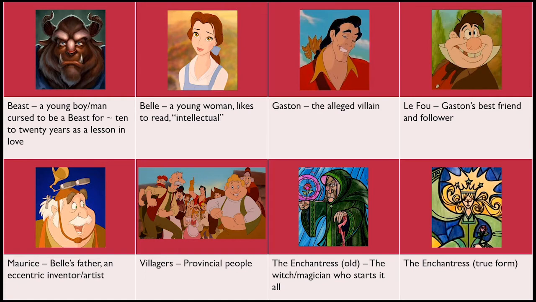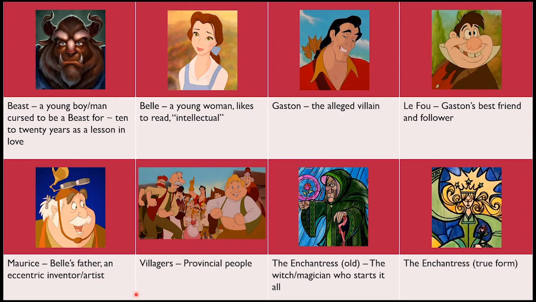So already, just by looking at these images, we can see some common themes. We can see that Maurice and the villagers are much more muted than our main characters up here. We can also see that the enchantress favors green. It seems to be a color scheme among her outfits. We can see that LeFou and Gaston both wear red, and that Beast and Belle have on blue.